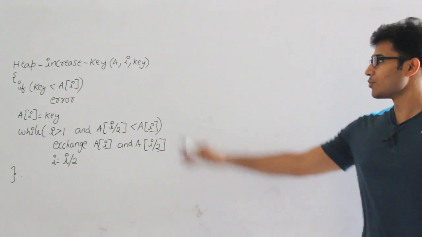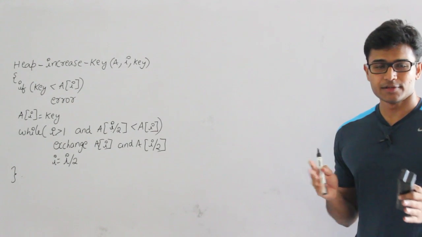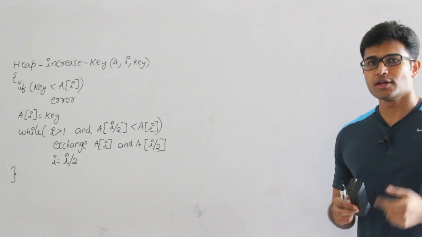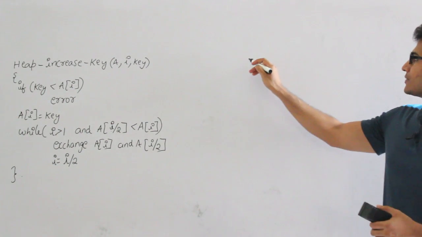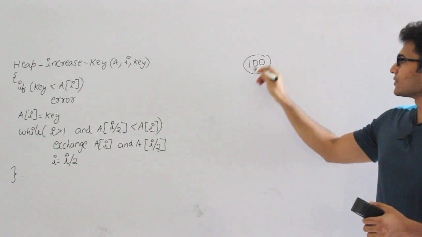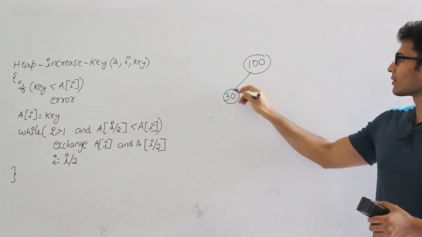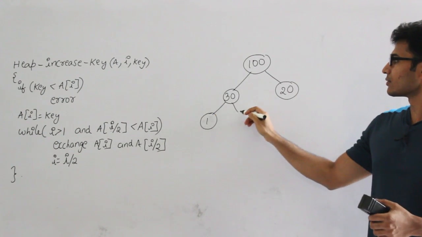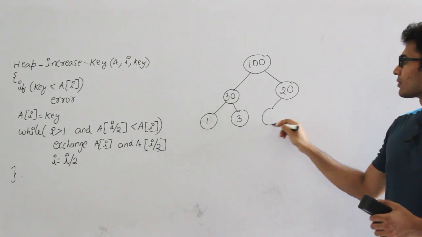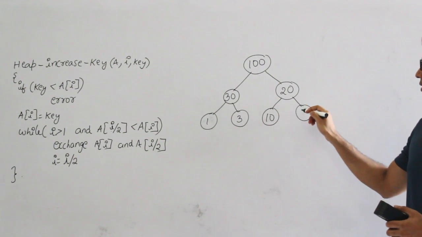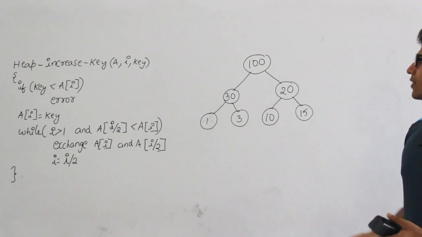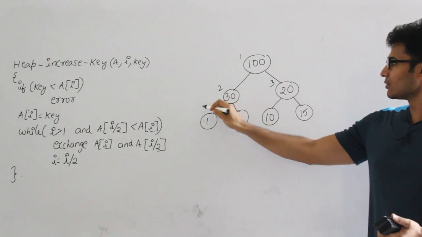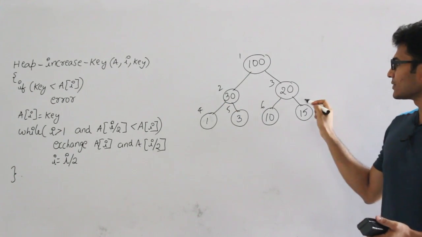Now let us say this is one more supported operation. Given a max heap and a node in it, I want to increase the value of that node. So see this example. Let us say the max heap is something like this. Now I want to increase the value of a node. The indices are 1 2 3 4 5 6 7, right?